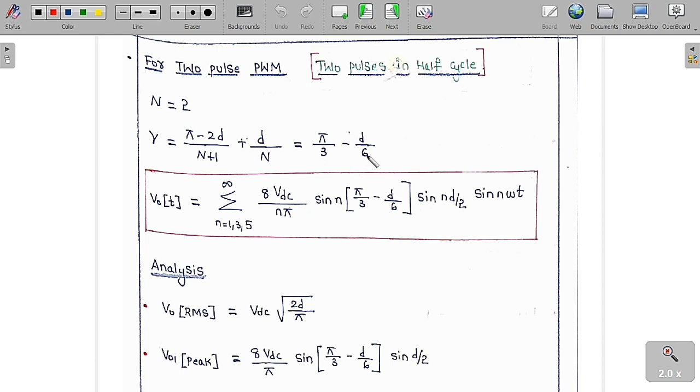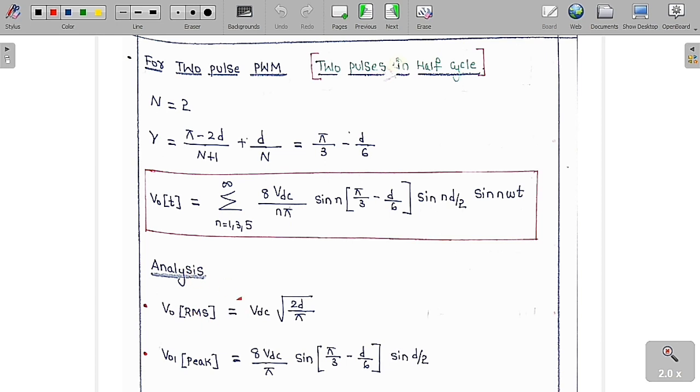I have already told you the general expression: V naught of t is equal to the sum over n equal to 1, 3, 5 up to infinity of 4 VDC by n pi into sin n gamma into sin n d by capital N into sin n omega t. If you substitute capital N equal to 2 and gamma equal to pi by 3 minus d by 6, this is the expression you get finally: V naught of t is equal to the sum over n equal to 1, 3, 5 up to infinity of 8 VDC by n pi into sin n of (pi by 3 minus d by 6) into sin n d by 2 into sin n omega t.